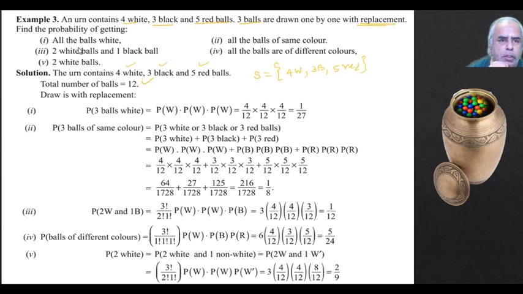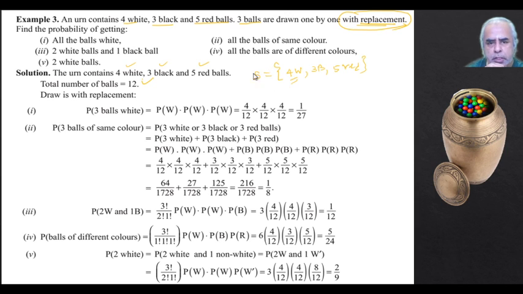Right. Now what is the first one? Find the probability of getting all balls white. So how many white balls are there? There are 4 white balls. But the problem is we are replacing them again. That is very, very important. You have to remember this word, with replacement. We take one by one, but we replace it again.